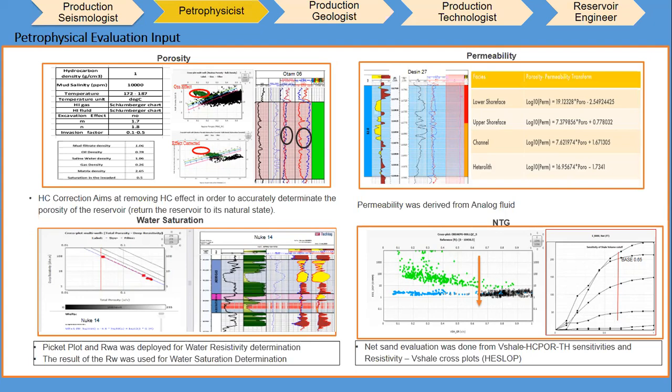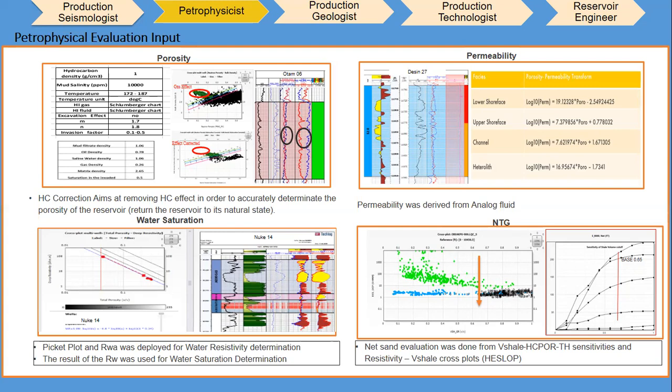This is for the dynamic and also static volume determination. And porosity was done first. We had to do hydrocarbon correction, removing the gas effect. And after doing that, we proceeded with this stands as an input for our porosity determination.